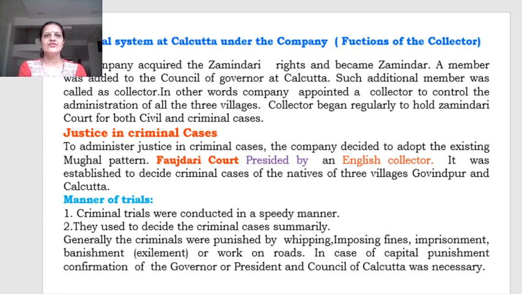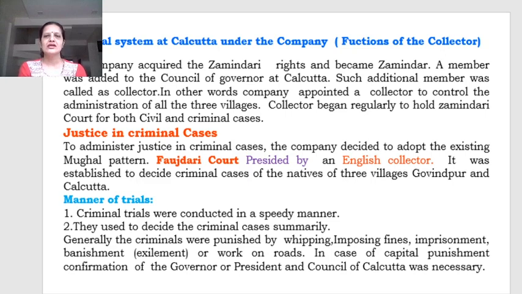The manner of trials for criminal cases. Number one, criminal trials were conducted in a speedy manner. Second, they used to decide the criminal cases summarily. Summarily means without much formality. Means they used to decide cases speedily and summarily. Generally, the criminals were punished by whipping, imposing fines, imprisonment, banishment or work on road.